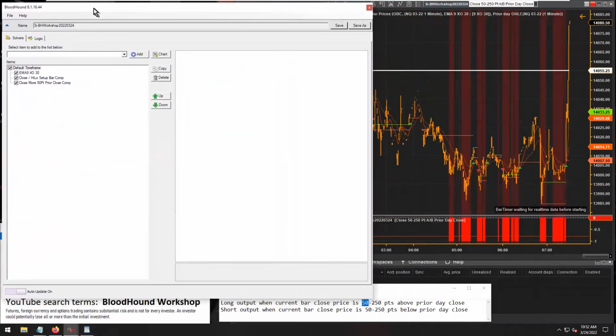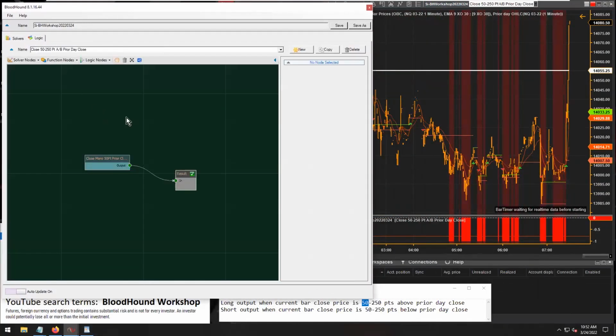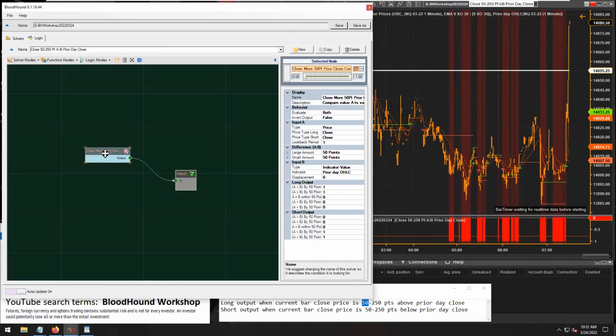All right, so back in. Okay, so we've identified when the market or the closing price is at least more than 50 points away. So now we need to set the other limit to the range, which is price needs to stay within 250 points of the prior close.